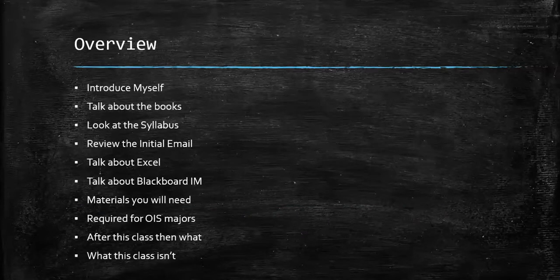So I'm going to talk more about the textbooks, the syllabus, the initial email that was sent out. We're going to talk about Excel, Blackboard IM, materials you will need, what classes are required for OIS majors, and what's next after this class.